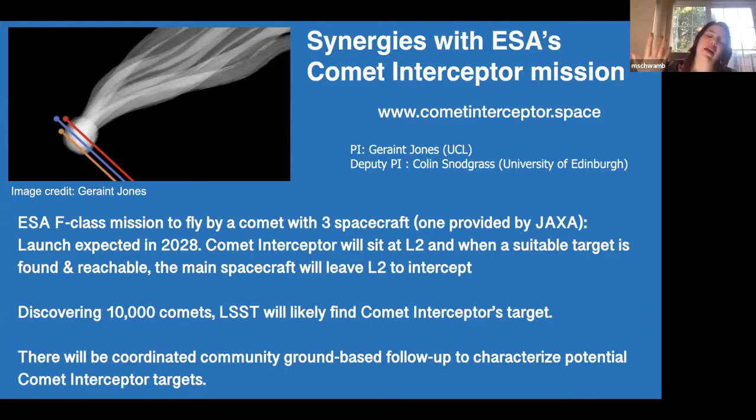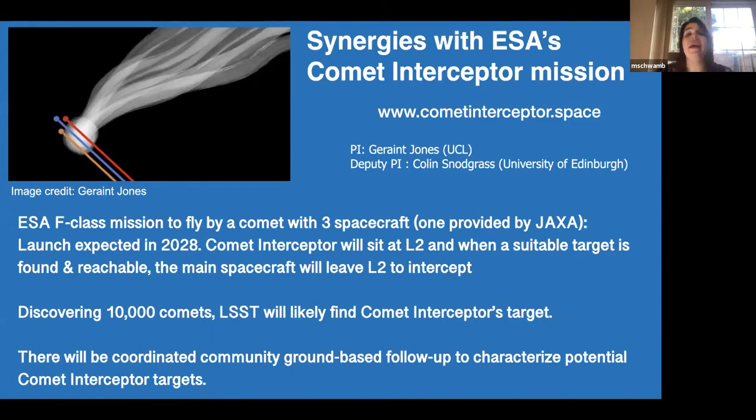And hopefully we'll know about the target ahead of time, but the best candidate survey to find a new comet coming into the solar system, or potentially an interstellar object, is the Rubin Observatory. And so we're preparing as a team, as well as the community, to expect that Rubin Observatory is going to be the telescope that finds the target that Comet Interceptor will likely go to.